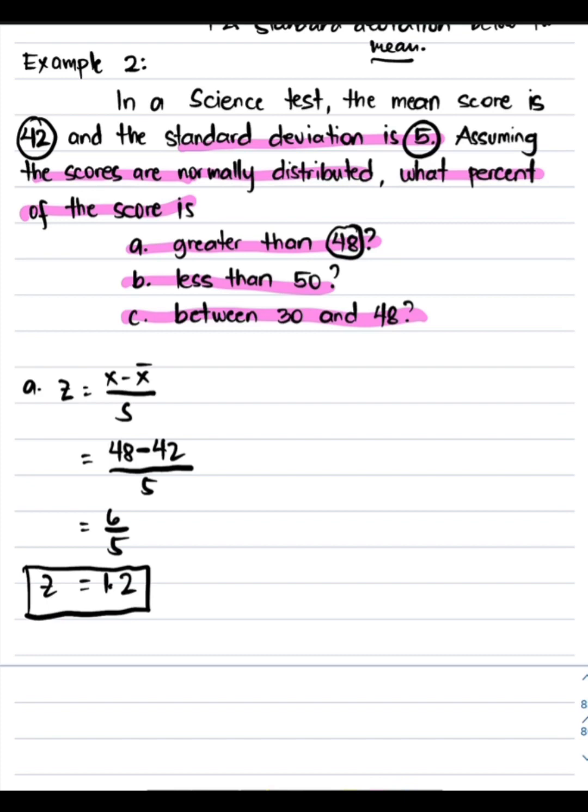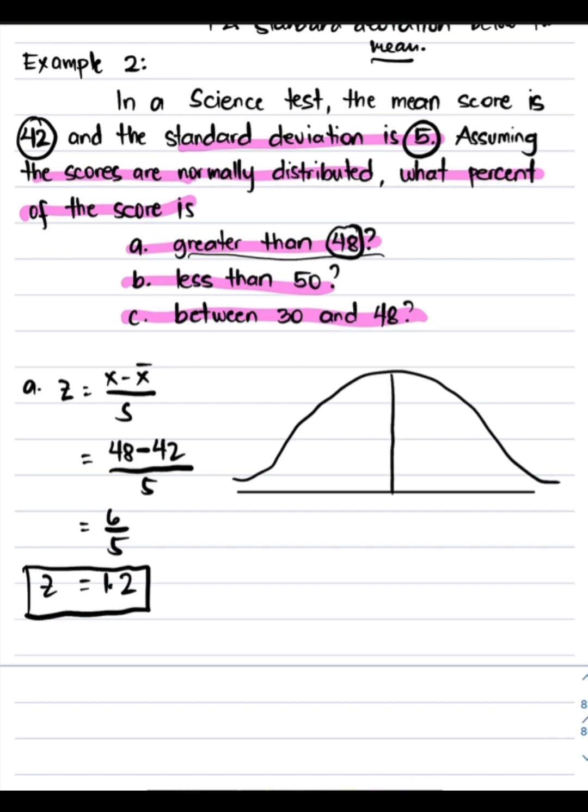But ang hinahanap natin is, what percent of the scores is greater than 48? So, pag sketch natin yung normal curve, saan natin makita yung positive 1.2? So, dito. Dito natin makita, but then greater than, so ito yung part na hinahanap natin. Greater than 48.